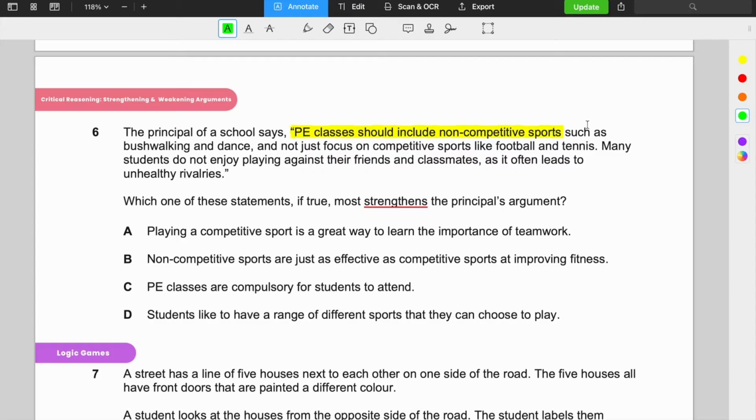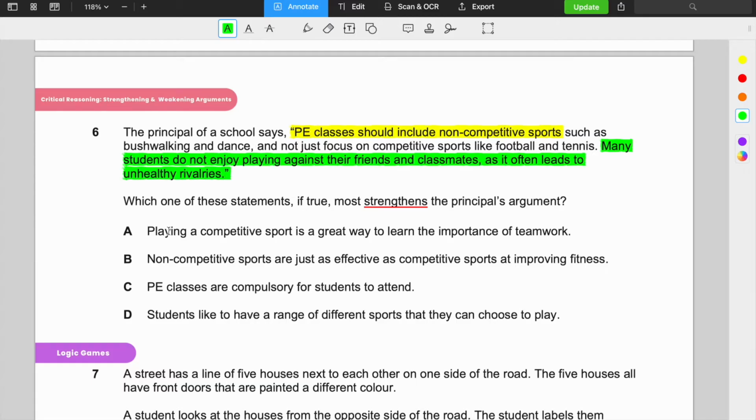Well, one of the key supporting premises is that many students do not enjoy playing against their friends and classmates, as it often leads to unhealthy rivalries. So one of the reasons is that it's just a lack of enjoyment. Okay, so how do we strengthen the principal's argument that we should also integrate non-competitive sports such as bushwalking and dancing, and some other ones I can think of include maybe hiking or yoga into the PE curriculum. So let's go through the options.